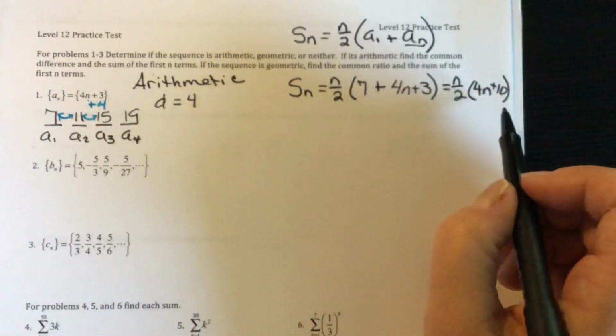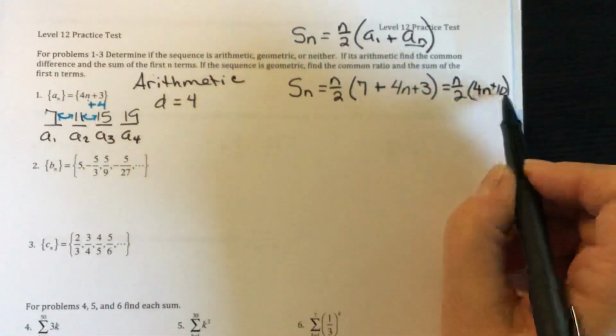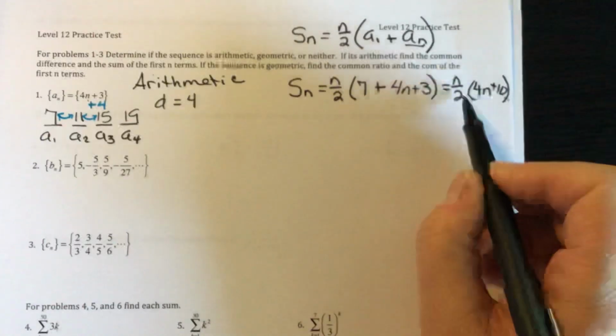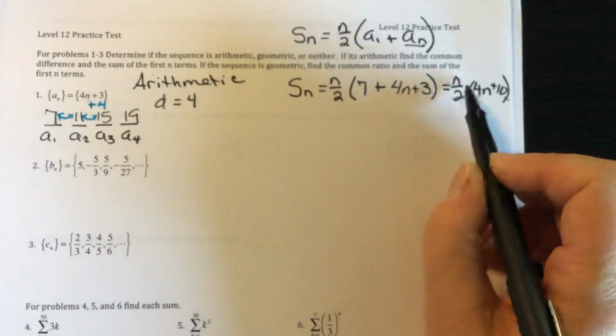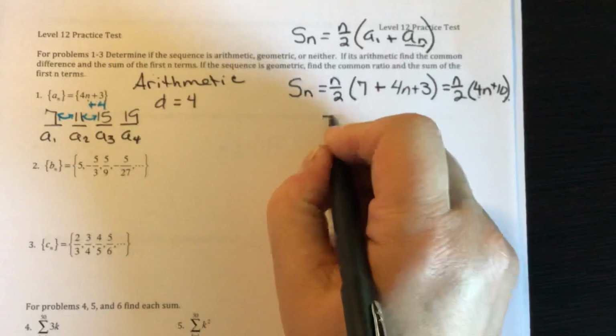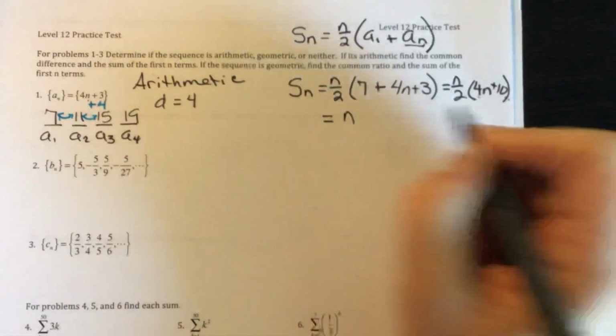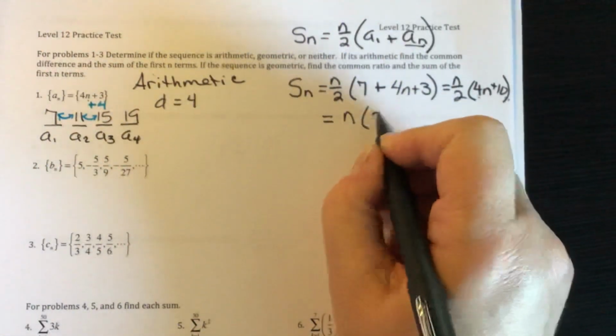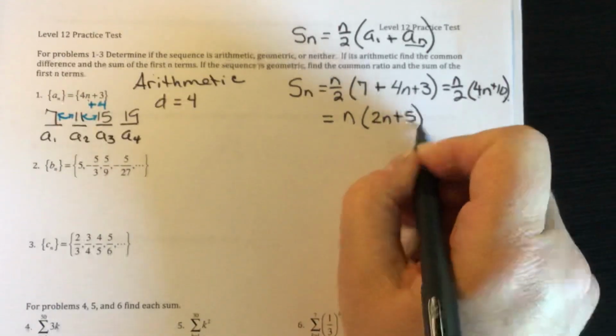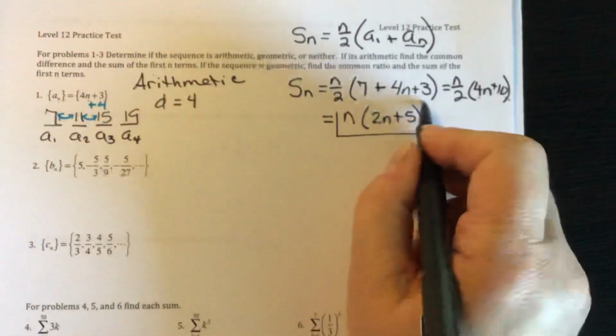Now I could simplify this a little bit more. I can divide each of these terms by 2 or factor out a 2 and then cancel. So this is actually n times 2n plus 5. And I'm going to leave it in that form.